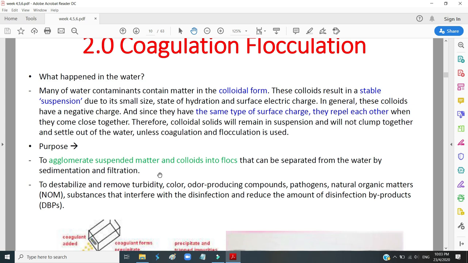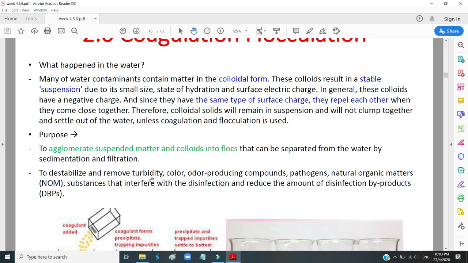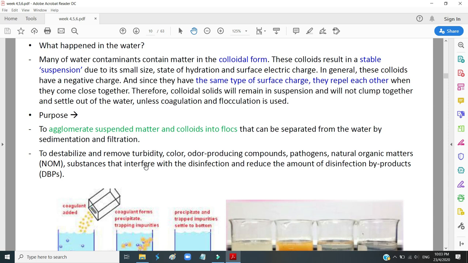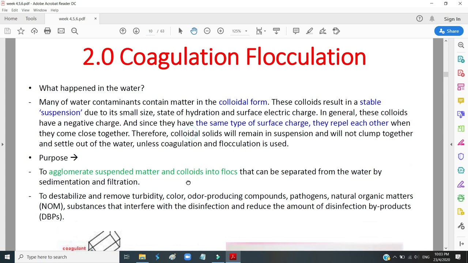Also, to destabilize and remove turbidity. I have not yet explained turbidity. Actually, turbidity is mostly the appearance of murkiness, which is the brown color of the water. It is in order to remove the brown color, color and odor producing compounds, pathogens, natural organic matter, and also substances that interfere with disinfection and reduce the amount of disinfection by-products. So it's quite an important process.